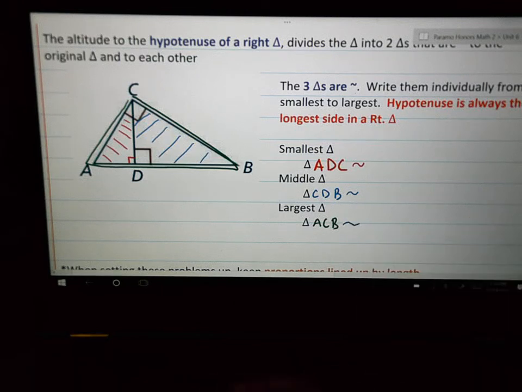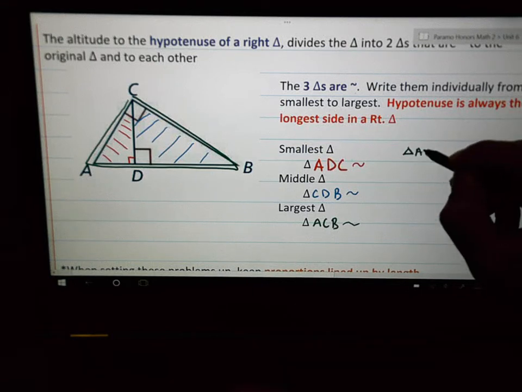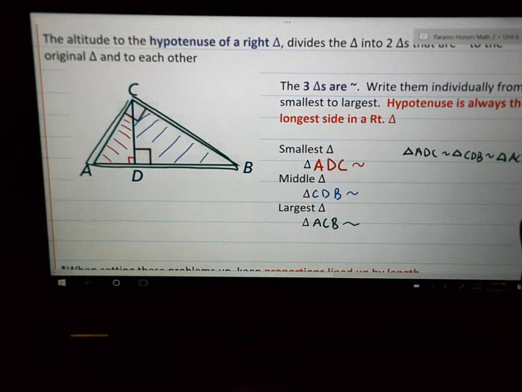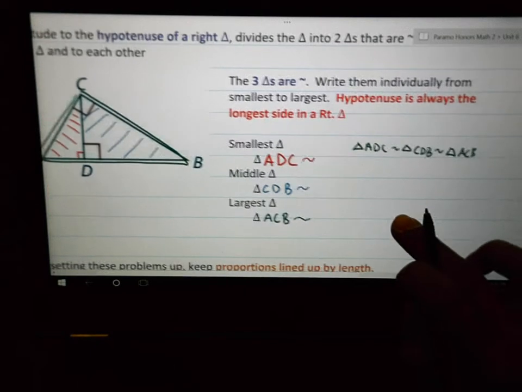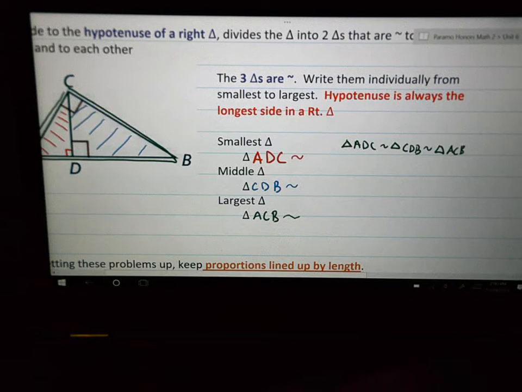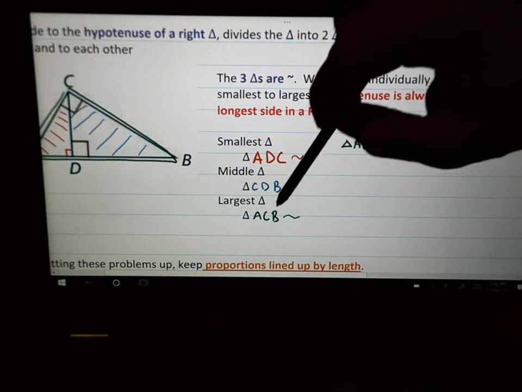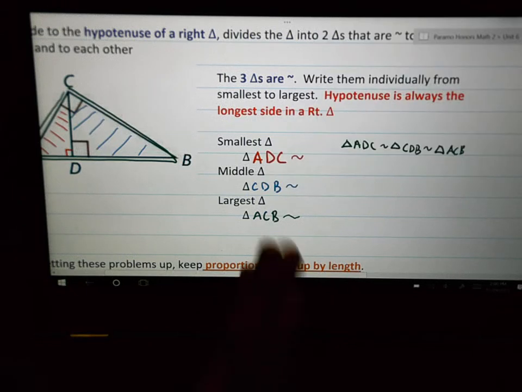We can write a similarity statement, and a really long one if you wanted to. We can write triangle ADC is similar to triangle CDB is similar to triangle ACB. Now, I could write that in any order I want to. I could write CDA is similar to triangle BDC is similar to triangle BCA. As long as the angles match, they will still be similar to each other.